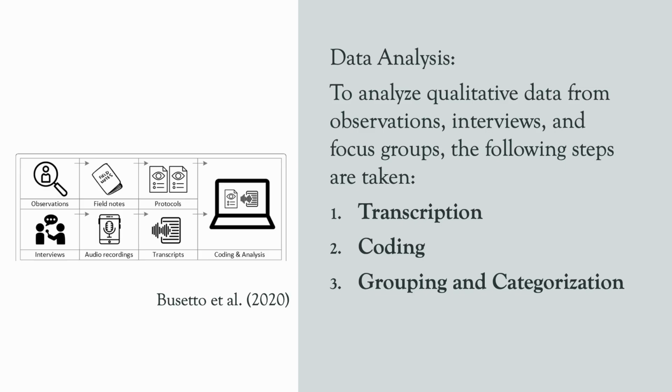To analyze qualitative data from observations, interviews, and/or focus groups, the following steps are taken. Transcription: the first step is to transcribe audio recordings and field notes into written protocols and transcripts. Transcriptions can be verbatim and may include notes on behavior like laughing or crying, or phonetic details of dialects, depending on the needs of the analysis.